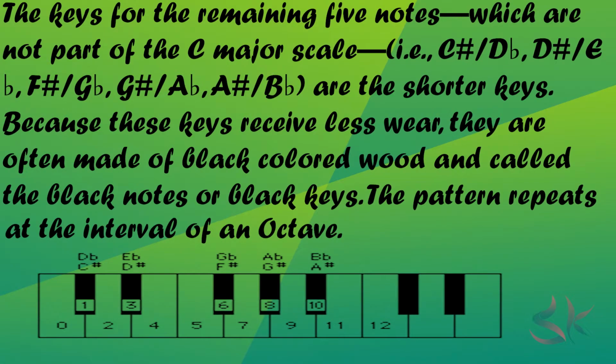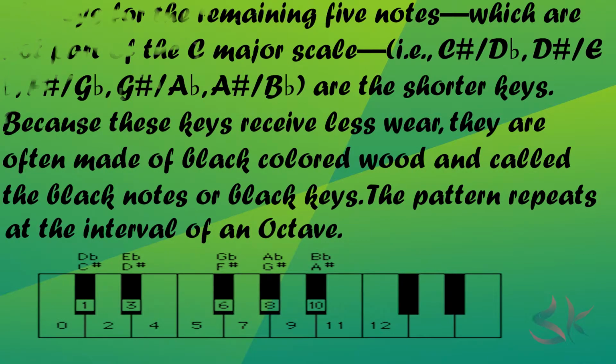The keys for the remaining 5 notes which are not part of the C major scale, that is C sharp, D flat, D sharp, E flat, F sharp, G flat, G sharp, A flat, A sharp, B flat, are the shorter keys. Because these keys receive less wear, they are often made of black colored wood and called the black notes or the black keys. The pattern repeats at the interval of an octave.